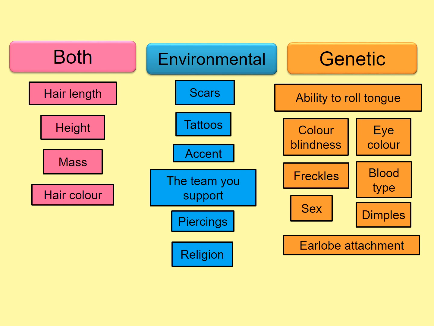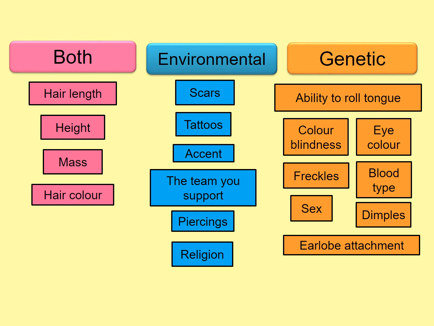The height and the mass of your body is determined largely by your genetics. So some families are just very, very tall. Some families, everybody's quite short. Some families, everybody's stick thin despite what they eat. Some families aren't that lucky and they put weight on more easily. But you can also determine the height and mass by eating a balanced diet, doing regular exercise. So those 2 characteristics come under both.